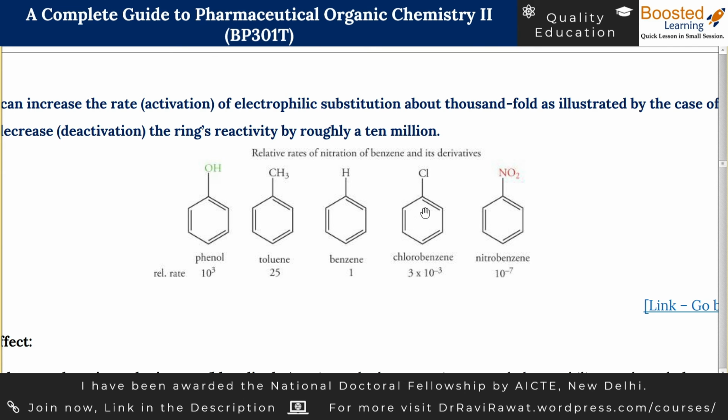On the other hand, there are groups which can decrease the reaction rate, such as in chlorobenzene. It can decrease the rate 3000 times. The nitro group can decrease the rate 10 million times. Nitrobenzene would undergo another round of nitration 10 million times slower. The nitro group has decreased the electron density. It is pulling electron density away from benzene. That is why benzene is less nucleophilic and it is not ready to go through another round of nitration. The reaction rate has decreased 10 million times.